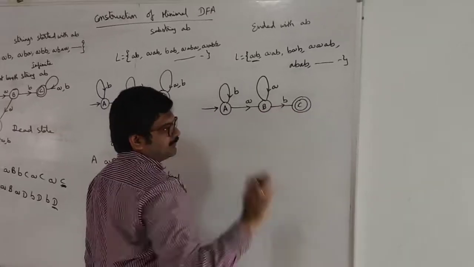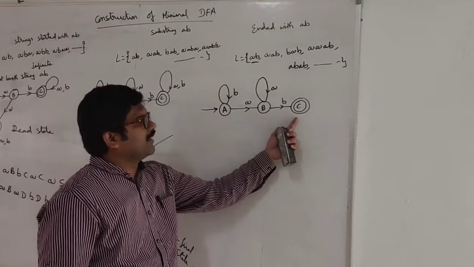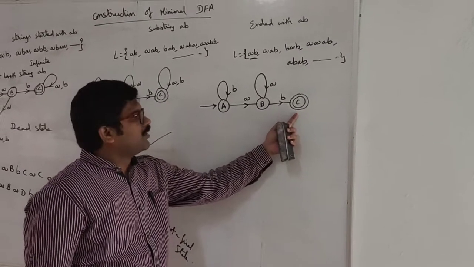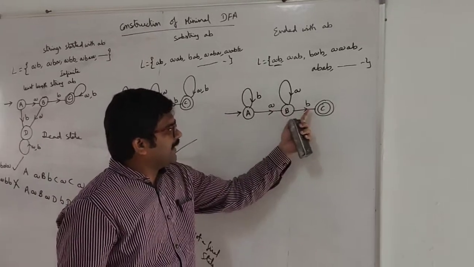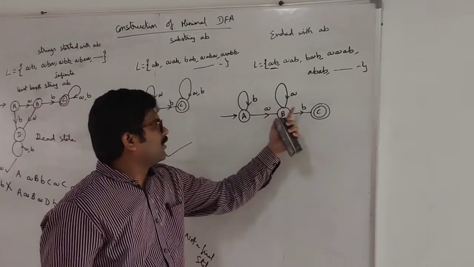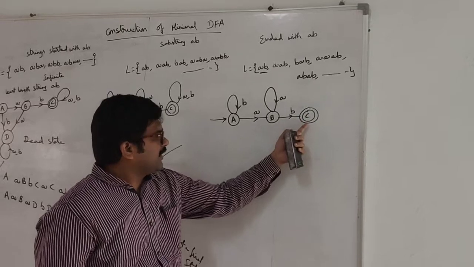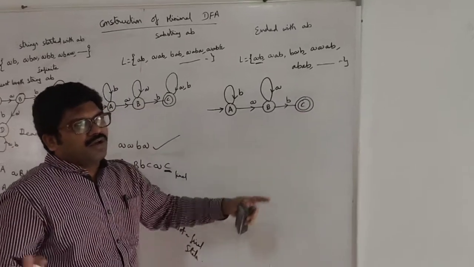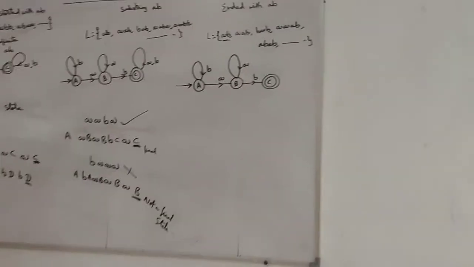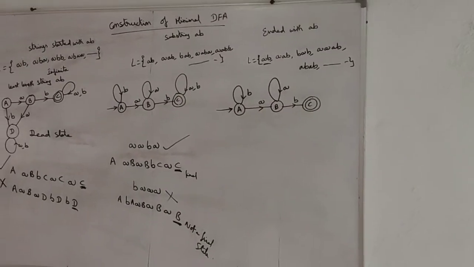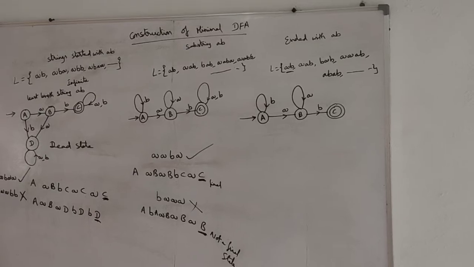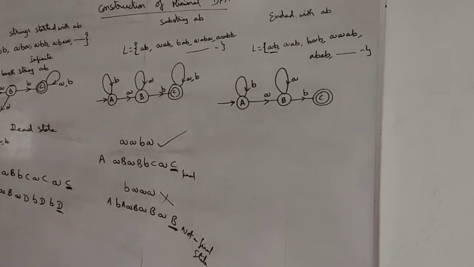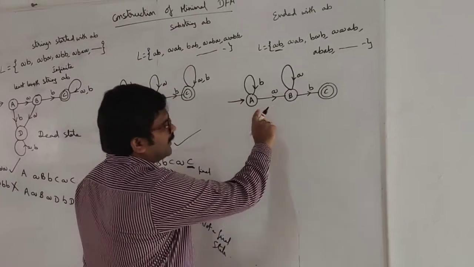Let us move on to this state. This state is not complete. Ending must be AB, right? Here this state is not complete. You need to give a transition. Now ending AB. So here it is AB.